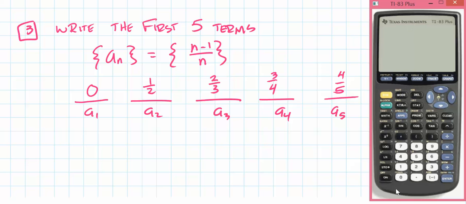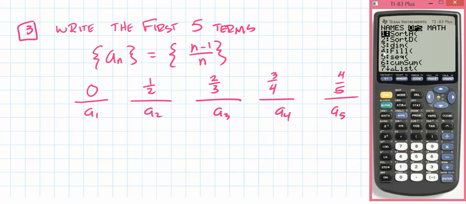So I'd like you to push second, and I'd like you to push stat, which is this button over here. Stat, second stat. And then you should see a screen that says names, ops, and math. We're going to move over to ops.